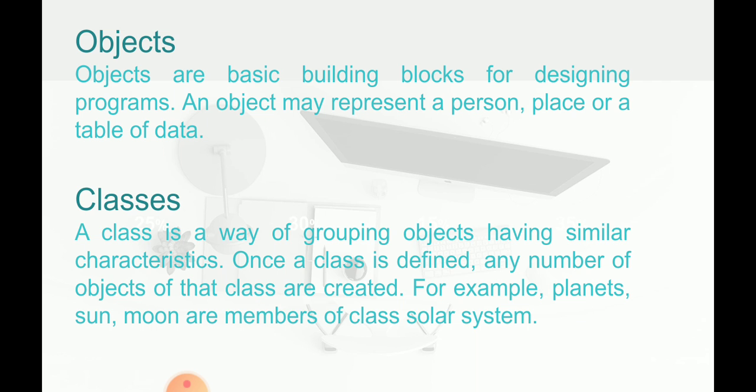So a class contains data members and member functions, and these are accessed using the object. So the object is a part of the class, data members and member functions make the class, and these data members and member functions can be accessed or used by the object of that class.